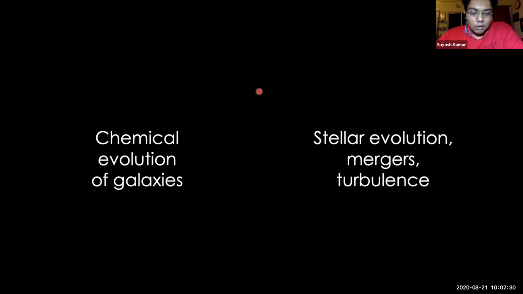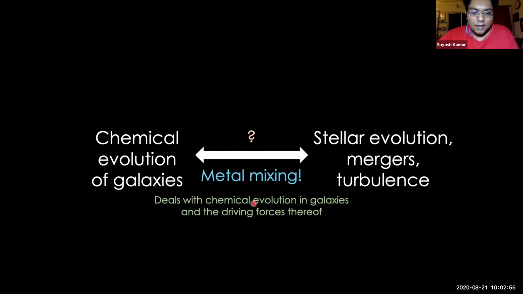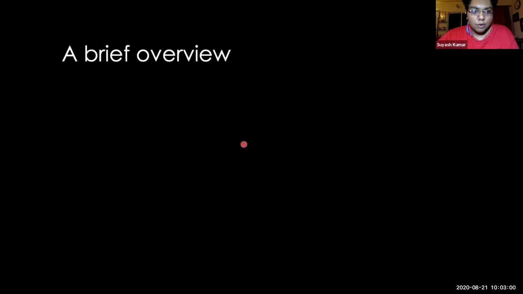So when we're talking about galaxy evolution, there are sort of two facets to it. We have the chemical evolution of galaxies and the physical processes that drive them, which could be stellar evolution, mergers, and turbulence of galactic gas. But the more important and interesting question is how exactly these things relate. And that's exactly what the field of metal mixing deals with in discussing chemical evolution in galaxies and the driving forces thereof.